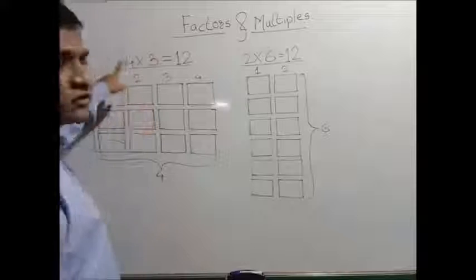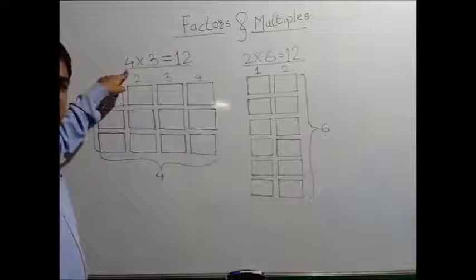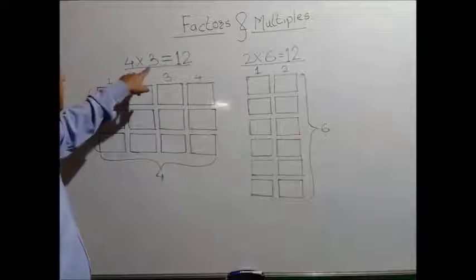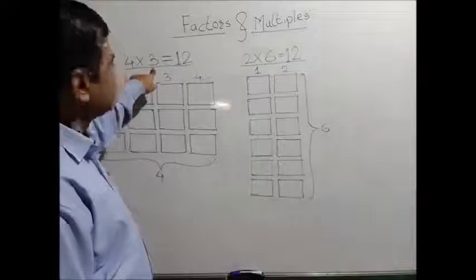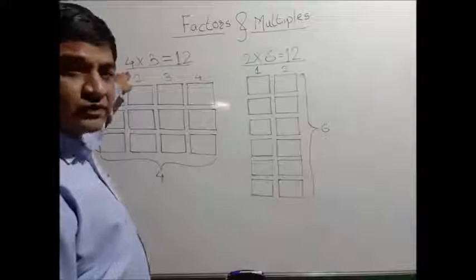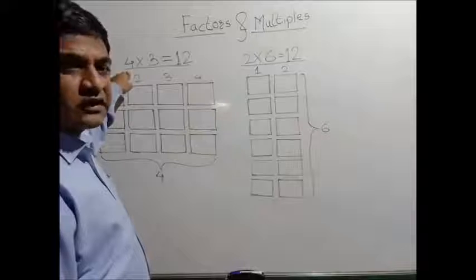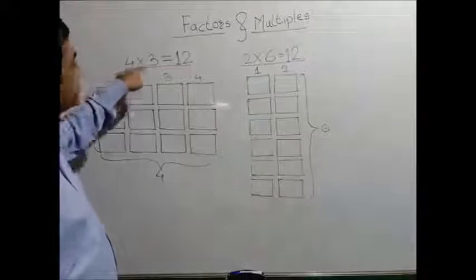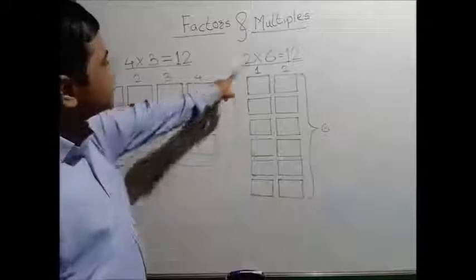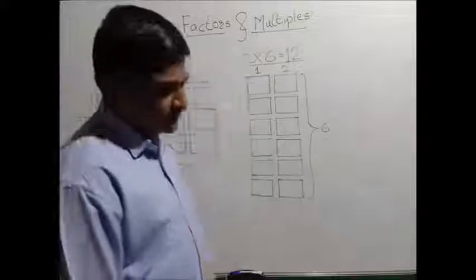In this case, we say 4 is the multiplicand and 3 is the multiplier. The number by which we multiply a number is said to be the multiplier. So 4 is a multiplicand, 3 is a multiplier. 2 is a multiplicand, 6 is a multiplier.